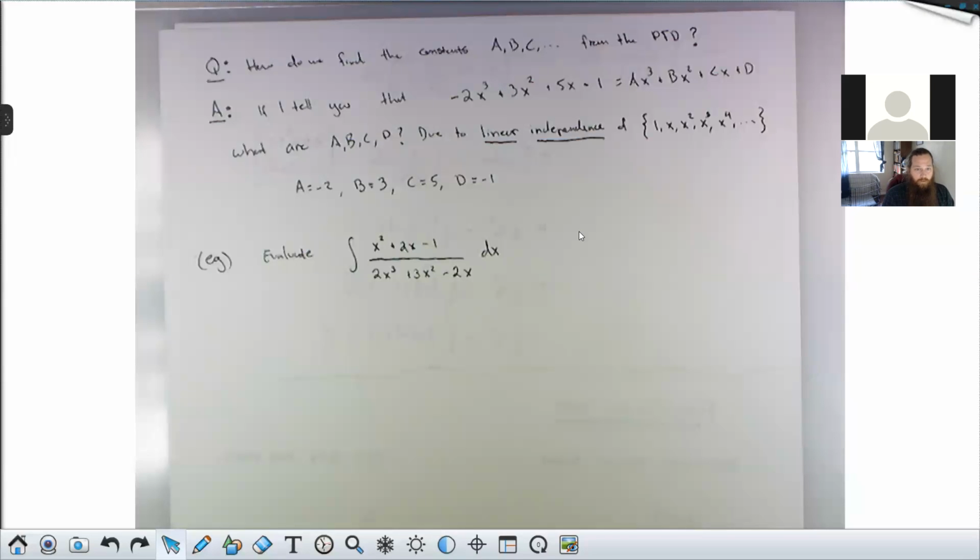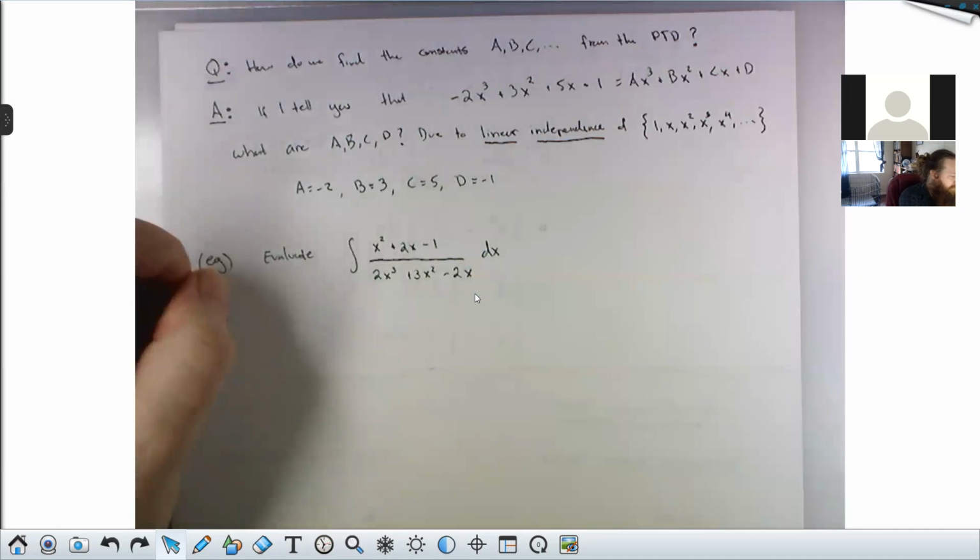I have here an integral of a rational function. The rational function is proper because the degree of the numerator is 2, the degree of the denominator is 3. So the degree of the top is strictly less than the degree of the bottom. That means no long division. We've got to proceed with the partial fractions. In order to proceed with the partial fractions, I need my PFD setup. In order to get my PFD setup, I need to know the factors of the denominator. So first, factor the denominator.